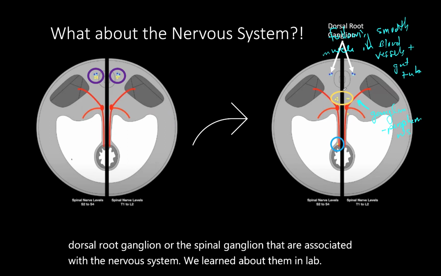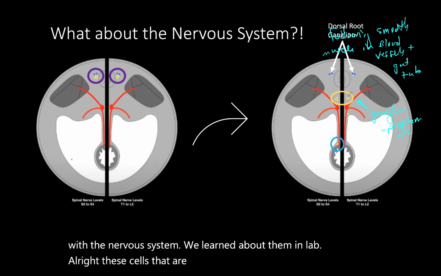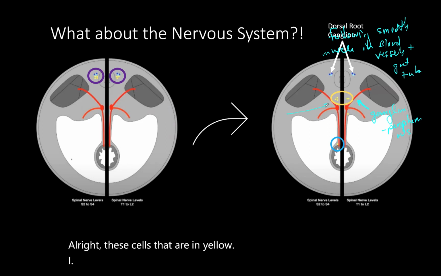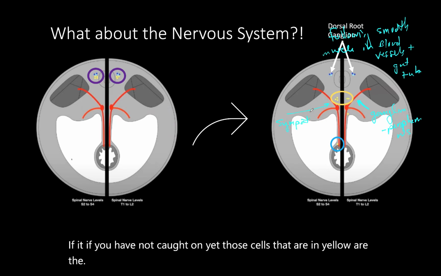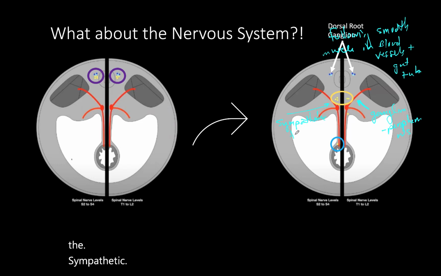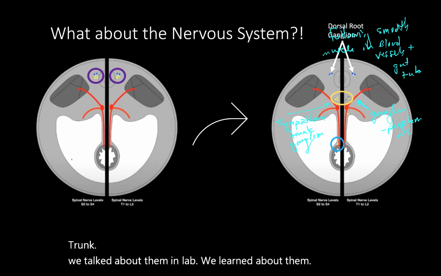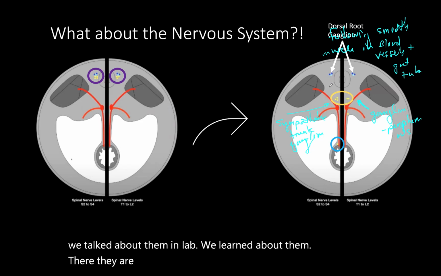All right. These cells that are in yellow, if you have not caught on yet, those cells that are in yellow are the sympathetic trunk ganglion. We talked about them in lab. We learned about them. There they are. They used to be up here, and they originated from over here.